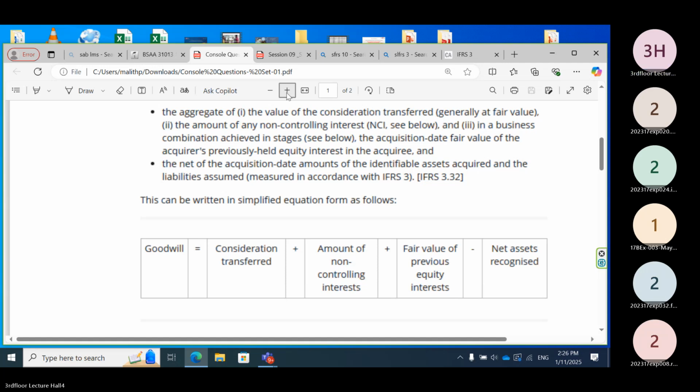Why? That is a consideration if you had a previous equity interest. If you don't have one, this is zero. What's the previous equity interest?